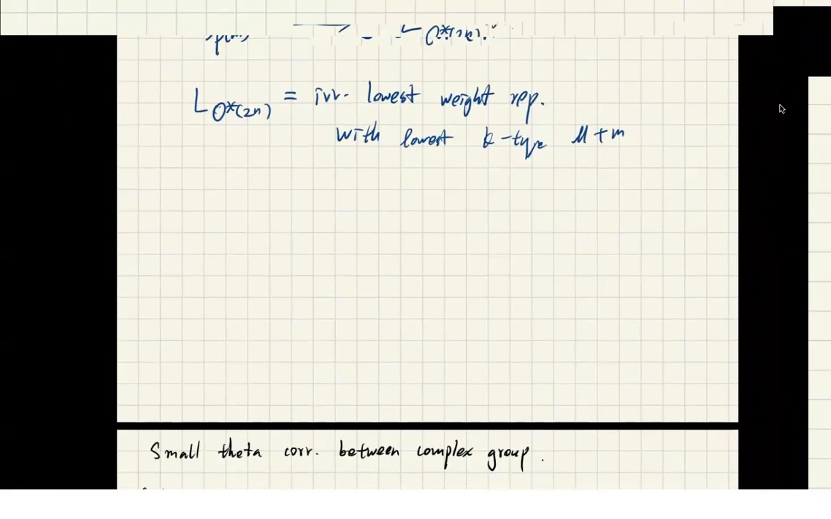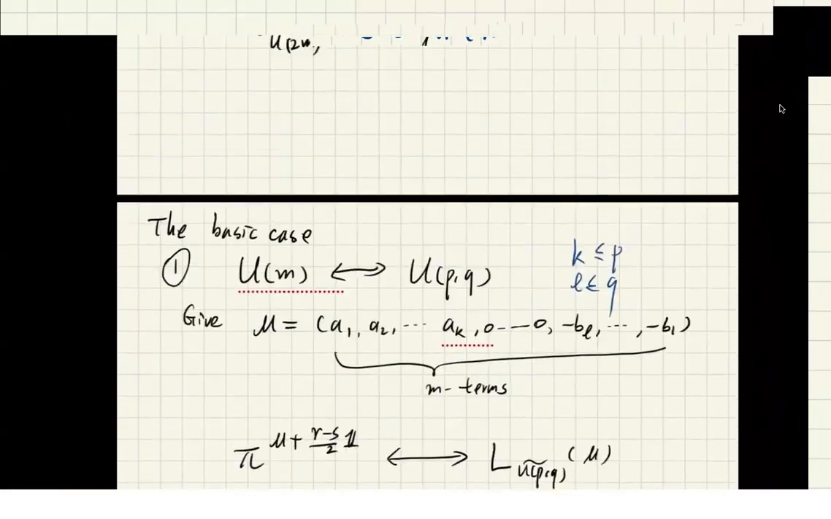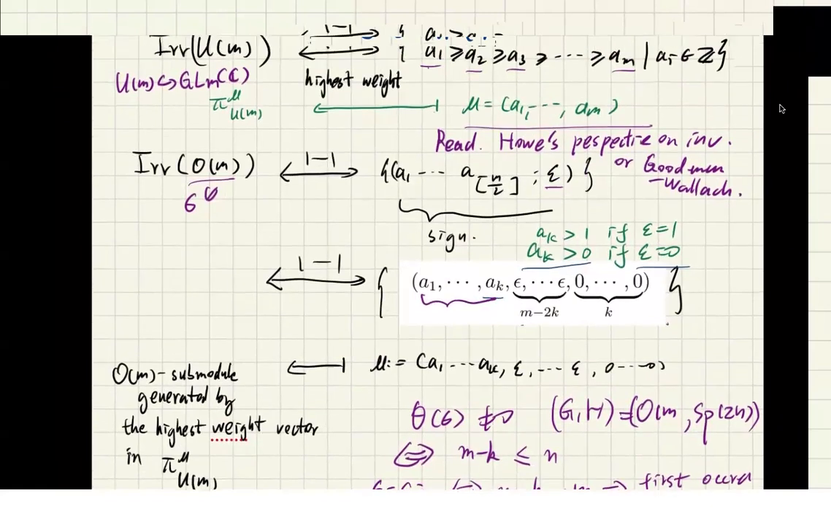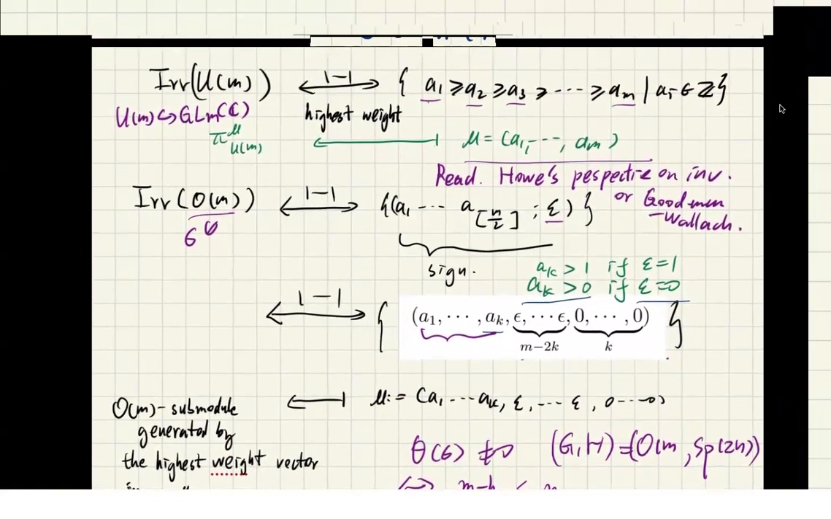Do you require M to be even? No, it can be odd. Then it will correspond to the metaplectic group. So it will be a lowest weight module for the metaplectic group. So if it's odd, then it's MP2M.